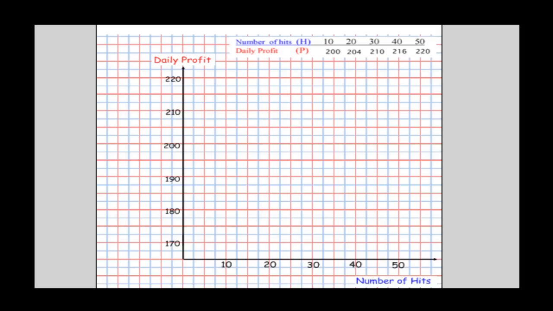First point is 10, 200. So we plot 10, 200. Then 20, 204. 30, 210. 40, 216. And 50, 220. We then draw a straight line through the points as best we can.